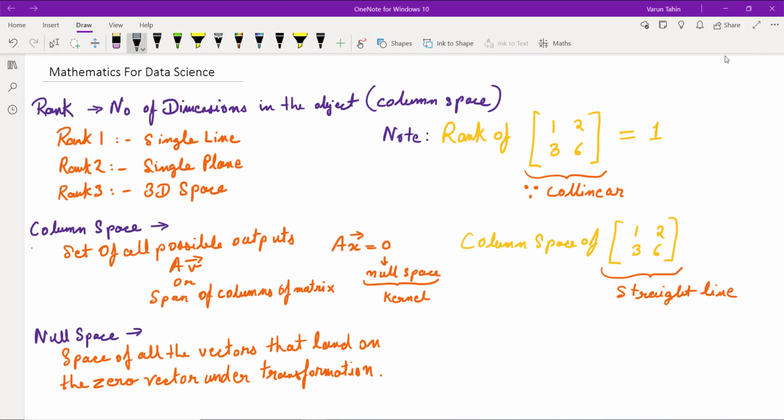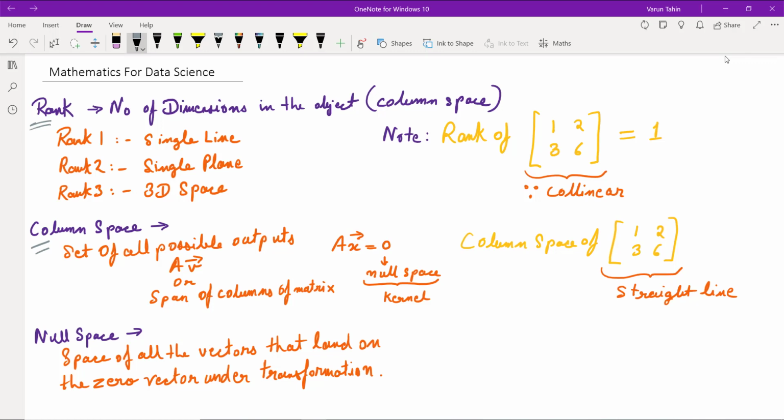So first we will understand what is column space. Column space is nothing but the set of all possible outputs, which represents the span of the columns of a matrix. And rank is actually the number of dimensions of that column space. Okay, so a rank 1 will denote a single line, rank 2 a single plane, and rank 3 a 3D space. So basically it is the representation of the dimension as we have seen earlier.